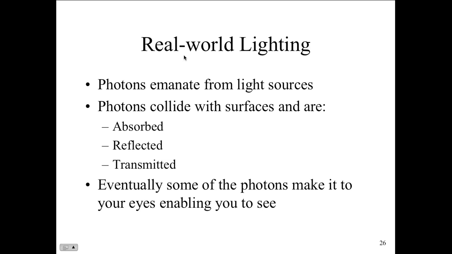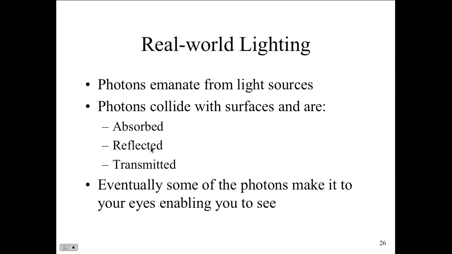And here they are, real world lighting. Photons emanate from light sources, and the photons collide with surfaces. They are absorbed, reflected, or transmitted. Usually on a shiny object, you make it shiny by reflecting the light. So you apply a reflection light.